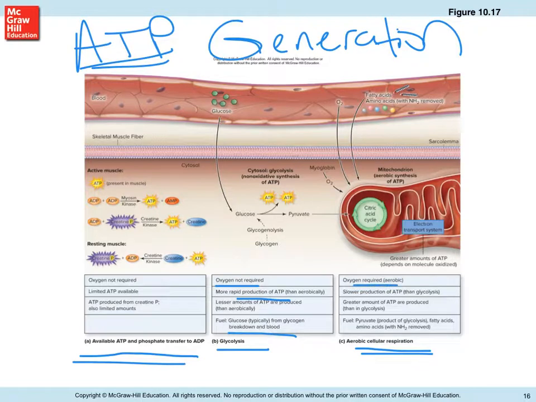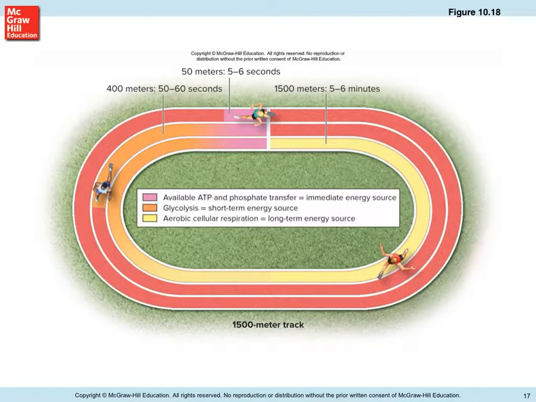Oxygen being required, it's going to occur within the mitochondria. You have a slower production of ATP, but significantly greater amounts of ATP. And then fuel, the pyruvate from glycolysis. And then you also have fatty acids and amino acids that can be used as fuel in the aerobic cellular respiration. It's just a nice visual.